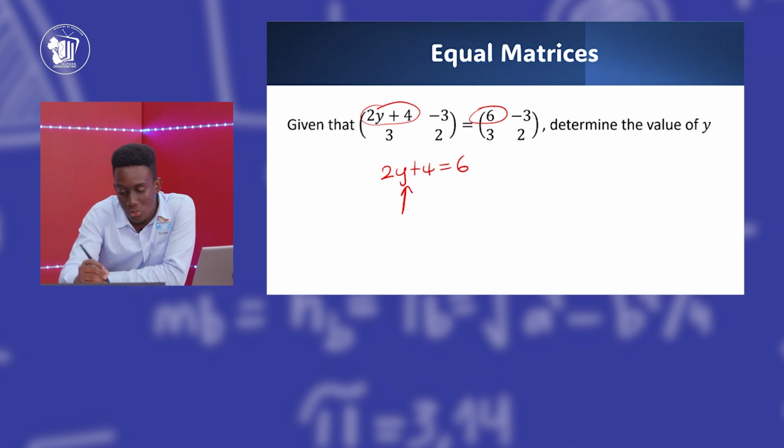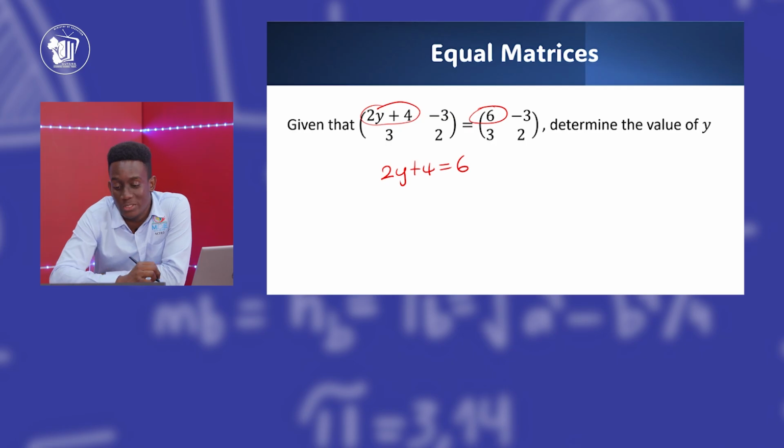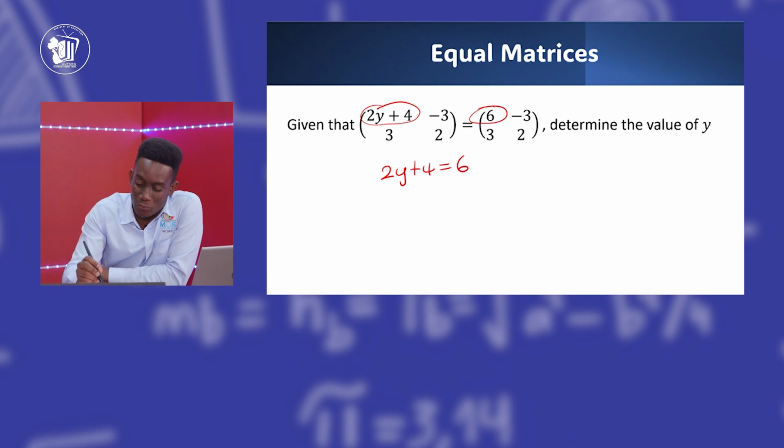They want us to determine the value of y, so all we need to do is simply solve this equation. We already know how to solve these simple equations. So we have 2y plus 4 is equal to 6. We'll just take over the 4, or you can say we subtract 4 from both sides. So this will be 2y is equal to 6. We take over this 4.